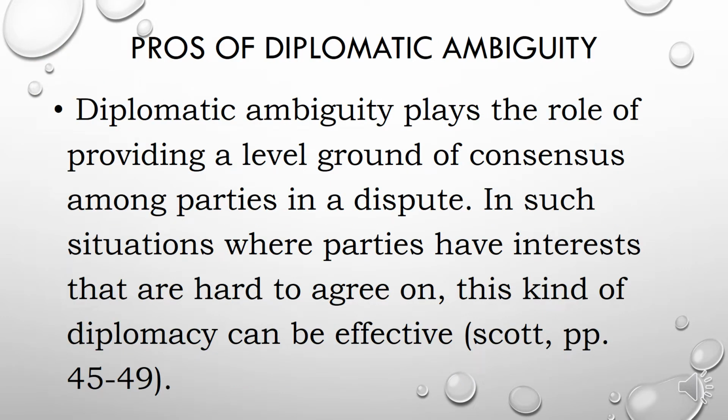Pros of diplomatic ambiguity. Diplomatic ambiguity plays the role of providing a level ground of consensus among parties in a dispute. In such situations where parties have interests that are hard to agree on, this kind of diplomacy can be effective.